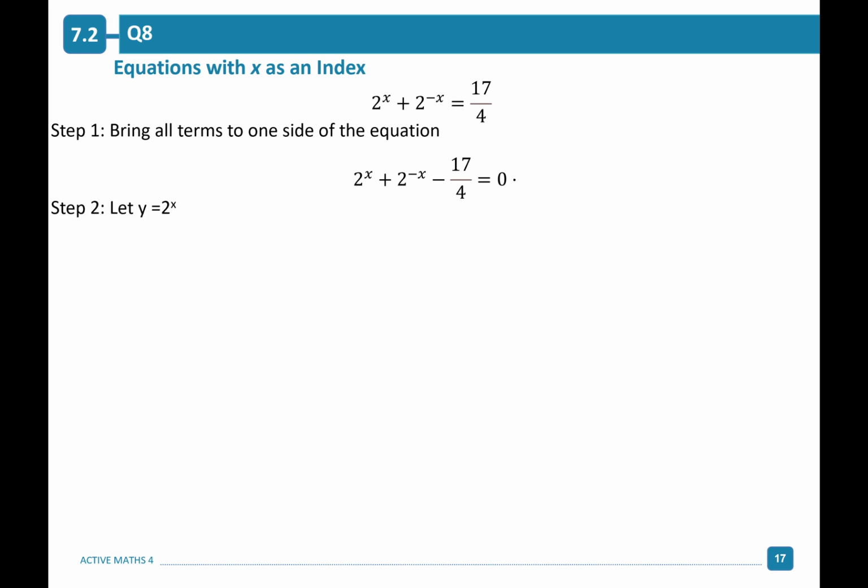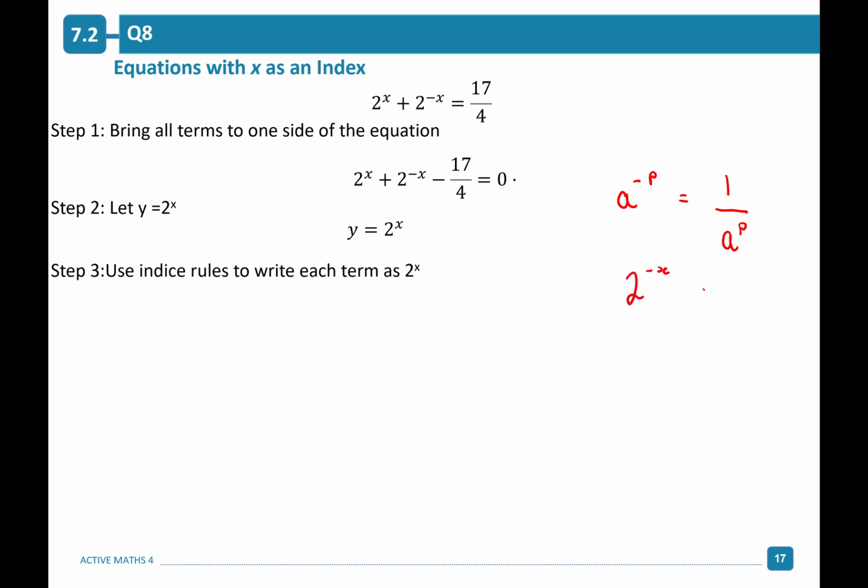From here, I want to let y equal 2 to the power of x. And wherever I see 2 to the power of x, I must substitute in y. So we can see our first term, we can just substitute it straight in. However, our second term is 2 to the power of minus x. So we need to use our indices rules to write each term as 2 to the power of x. Our indices rules state that a to the power of minus p is the same as writing 1 over a to the power of that positive exponent. This means that 2 to the power of minus x can be written in the form of 1 over 2 to the power of x.